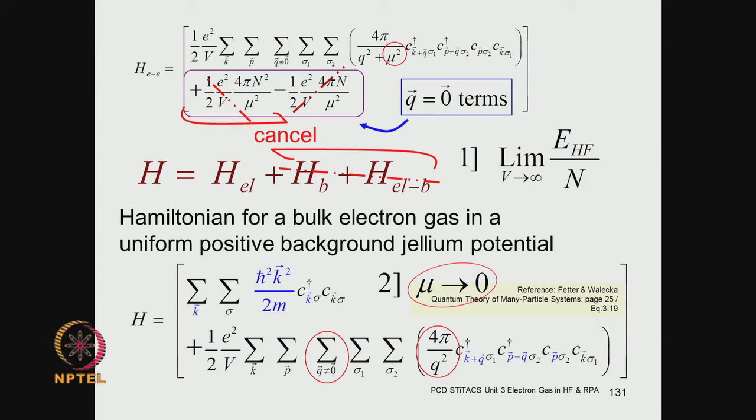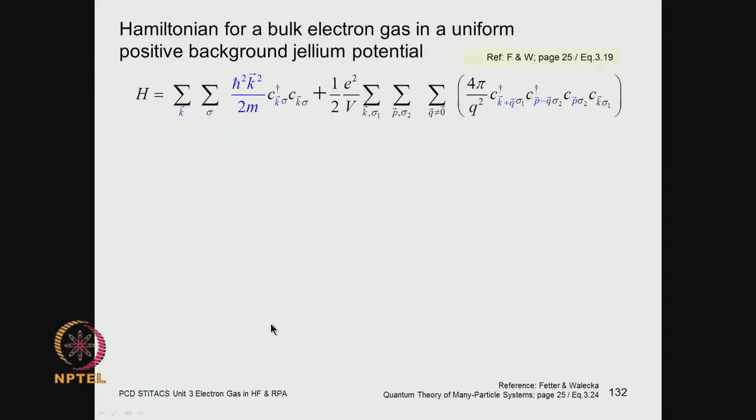So, this is the advantage of carrying out this mathematical construct and this procedure of taking the limits, and we now have the Hamiltonian for a bulk electron gas in a uniform positive background Jellium potential. Everything is taken care of now: the electron-electron terms, the electron-Jellium potential term, and the mutual repulsion between the positive charges of the Jellium. So, this is the full Hamiltonian for the system for a bulk electron gas in a uniform positive background Jellium potential, and these are the terms that you get.